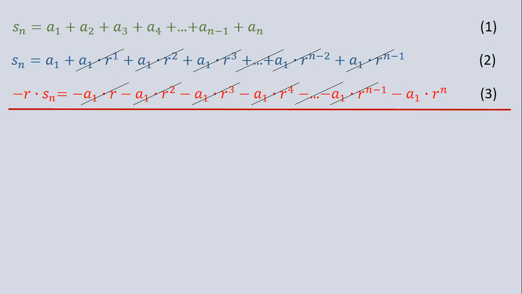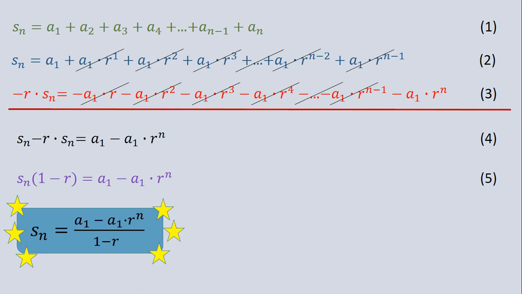What I'll be left with is on the left-hand side, s sub n minus r times s sub n. But on the right-hand side, I'll be left with the first term from equation 2, which is a sub 1, and the last term from equation 3, which is minus a sub 1 times r to the n. We'll call that equation 4. If I take equation 4 and factor out s sub n, I get equation 5. And the point of doing that is now I could get s sub n by itself if I divide each side by 1 minus r. And that gives me my formula that I was seeking.